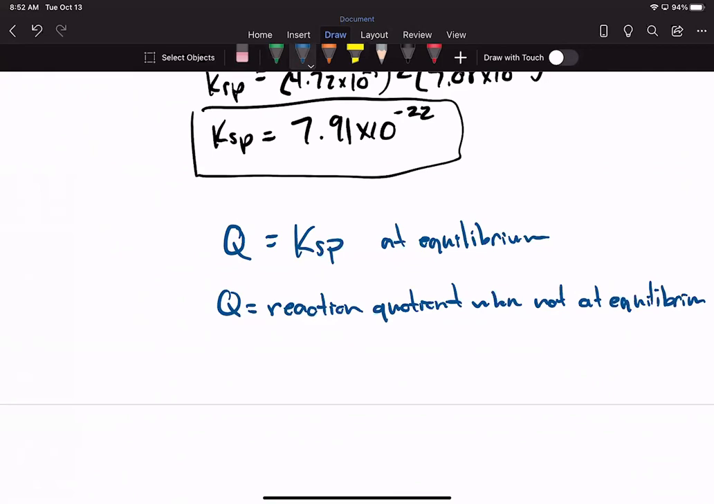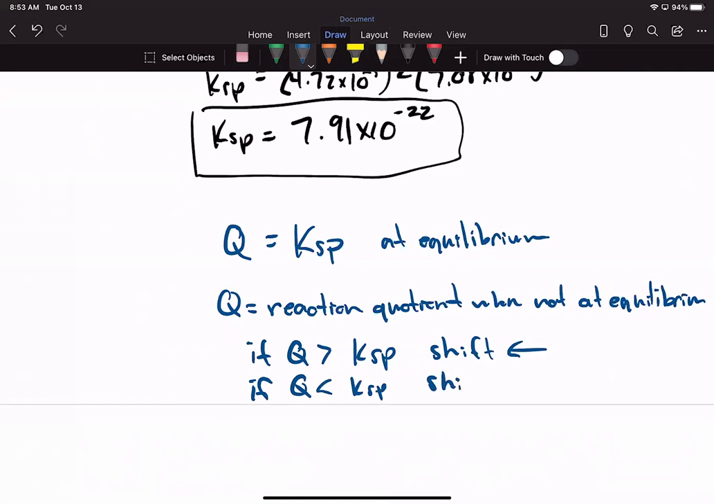So Q is the reaction quotient when the reaction's not at equilibrium, right? When it's at equilibrium, then Q is equal to KSP. So if we have a shift when it's not at equilibrium, if Q is greater than the KSP value, we're going to have a shift to the left. If Q is less than KSP, we're going to have a shift to the right.